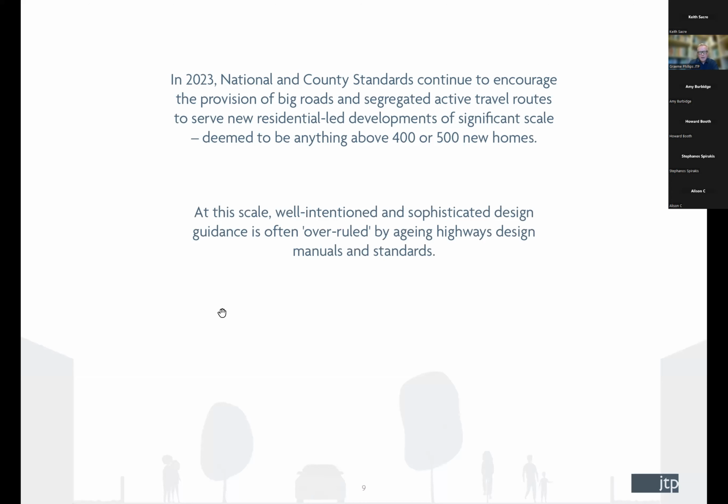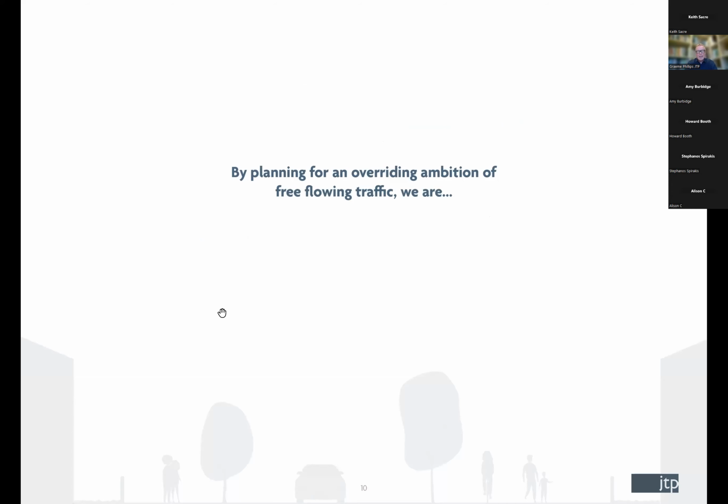And we find that it's sometimes at the scale of those big projects that, for all the well-intentioned guidance that does exist, and we're very well versed in Manual for Streets, that stuff is sometimes overruled by what we would describe as aging highways design manuals and standards, whether those are particular to a certain authority or many authorities, and sometimes individuals at those authorities whose job it is to effectively enforce those standards, and we do understand that is their role.